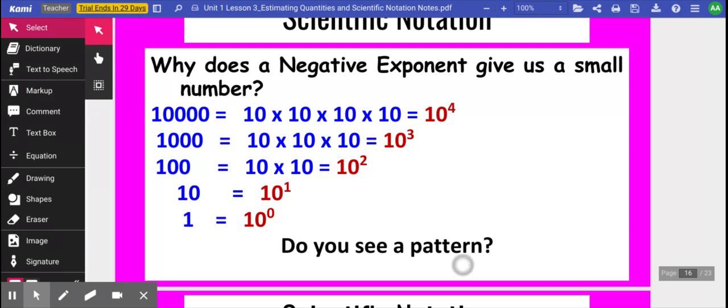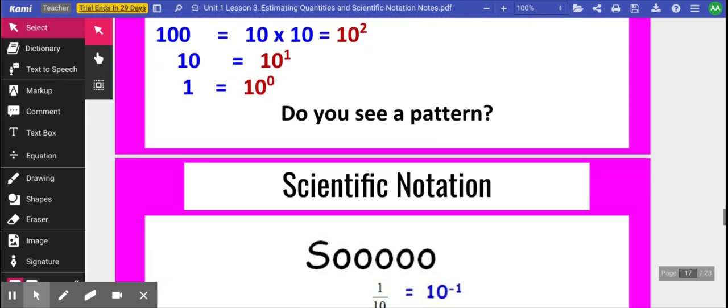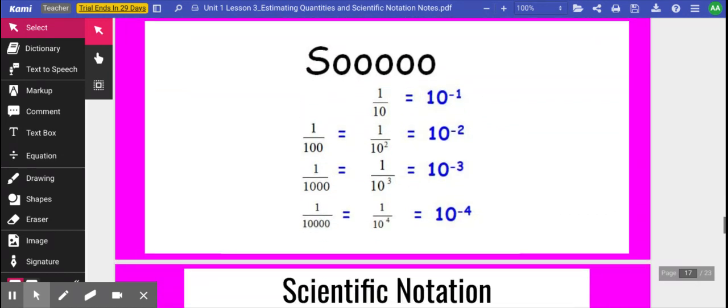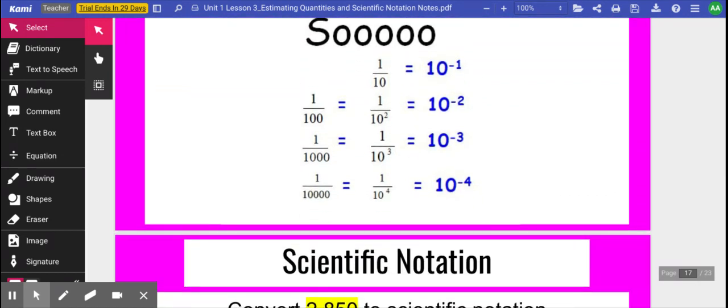So with this pattern, let's see what happens when we move to a negative exponent. When we move to a negative exponent, we are left with 1 over 10, 1 over 100, which equals 1 over 10 to the second power, which is the same as saying 10 to the negative second power.